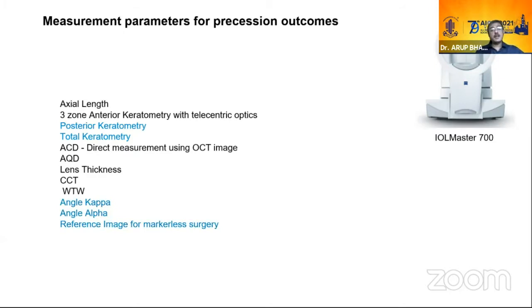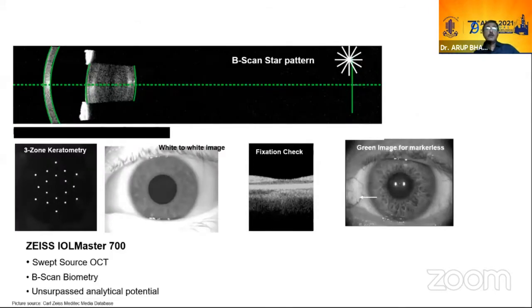It also gives you angle kappa, angle alpha, and it's an excellent system we get for the reference image for the markerless surgery. So it's an OCT B scan. Why is it a B scan? It gives a 6-angle OCT scanning, like a star pattern in the B scan, and once it's captured, the data from axial length to CCT and keratometry, white to white, fixation check, and a green image for the markerless surgery.